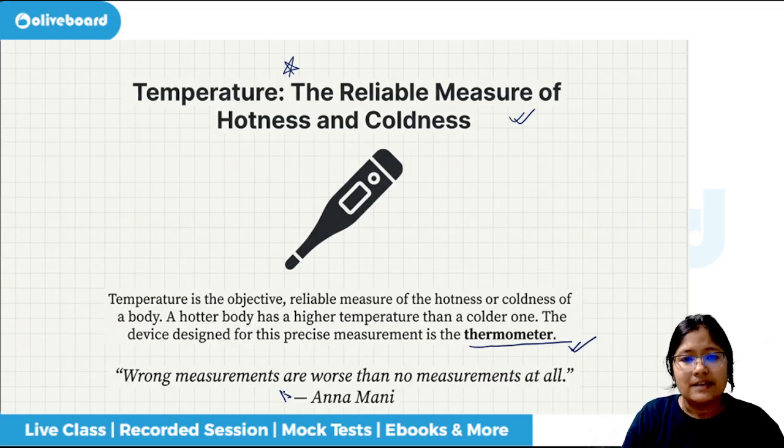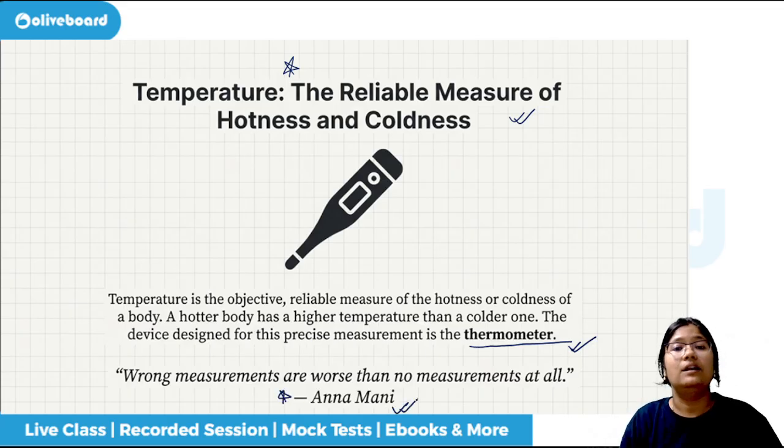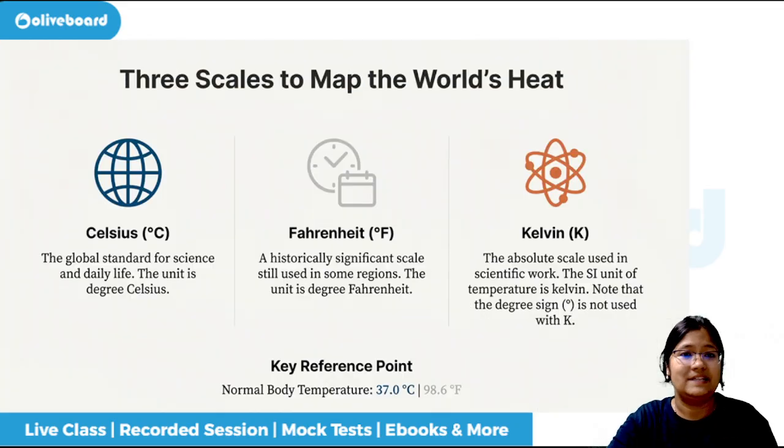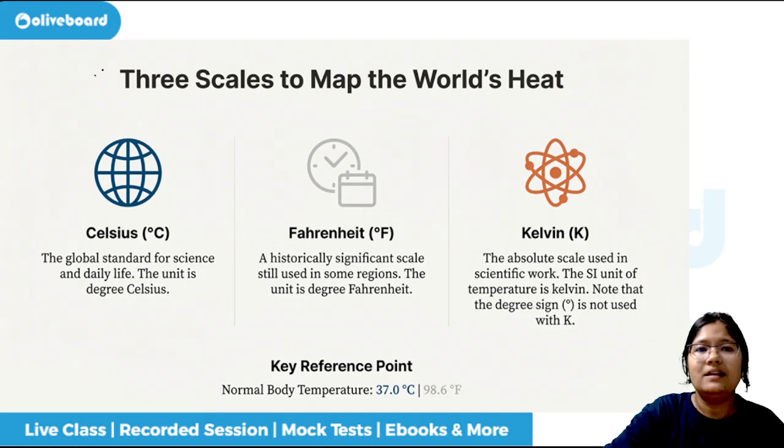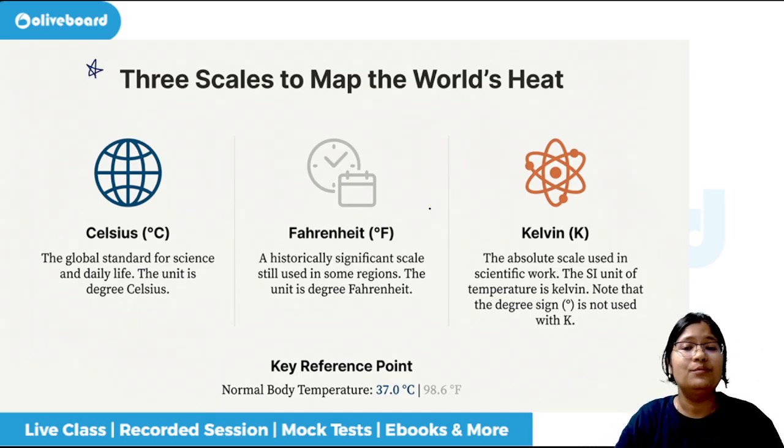Now, there is an Indian woman who has done a lot in this field, and she says that wrong measurements are worse than no measurements at all. We will see about this famous personality in the coming slides. Now, there are three scales to measure heat which we generally use. Number one, we must have heard about degrees Celsius.